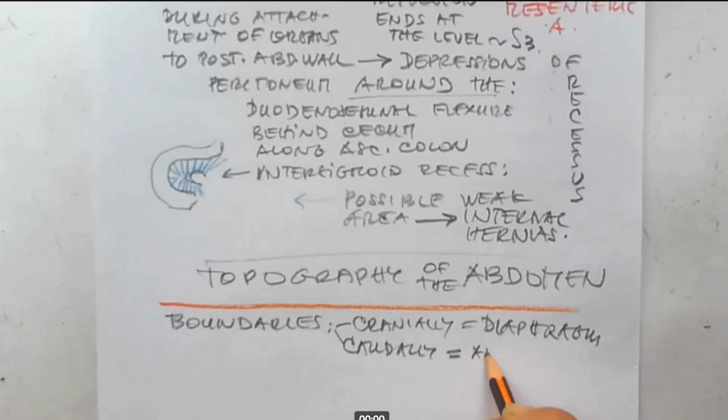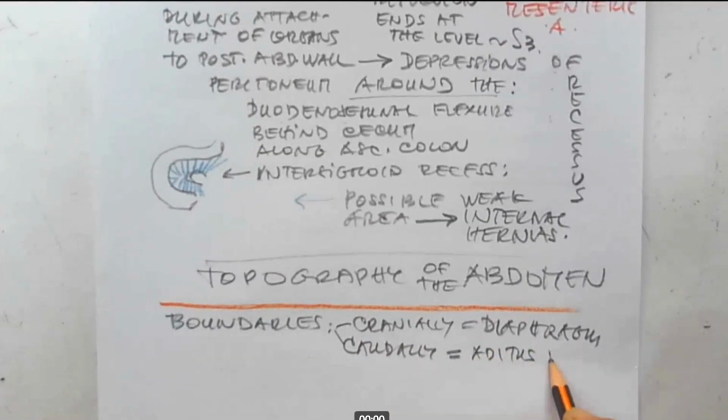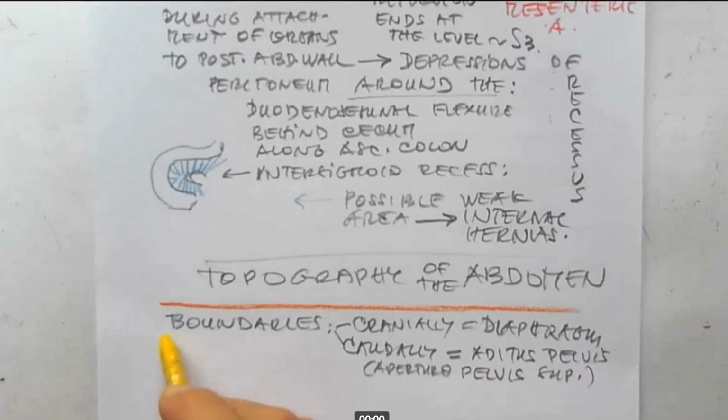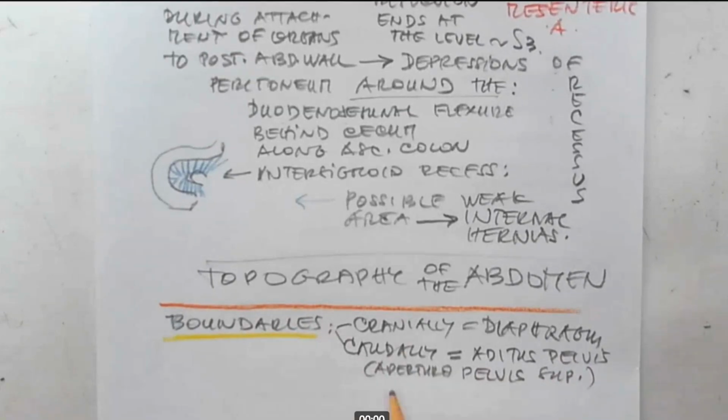So we call it aditus. Aditus pelvis, or we could use also another term, apertura. We have to use also this internationally used term, apertura pelvis superior, or also aditus pelvis. These two terms are used. So we see the boundaries, cranially and caudally. What does this apertura pelvis superior mean?